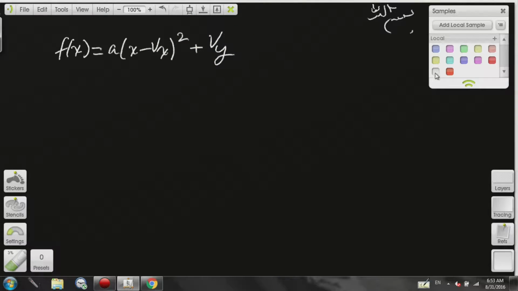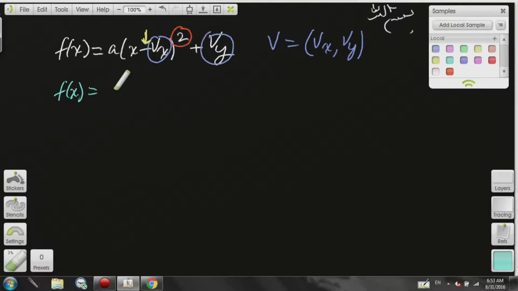Now the key thing here is, see, there's a square here. Don't forget that. This is the easiest form because the vertex is given. It's part of the equation. Okay, it's right there. Now, you don't forget that this is a negative sign right there, okay? So if I give you an equation like this, okay, f of x equals 2 times (x minus 2) squared plus 3.